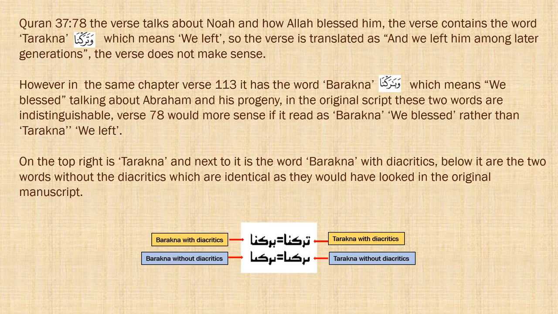Verse 78 would make more sense if it read as barakna, we blessed, rather than tarakna, we left. On the top right is tarakna, and next to it is the word barakna with diacritics. Below it are the two words without the diacritics. These two words are identical as they would have looked in the original manuscript.